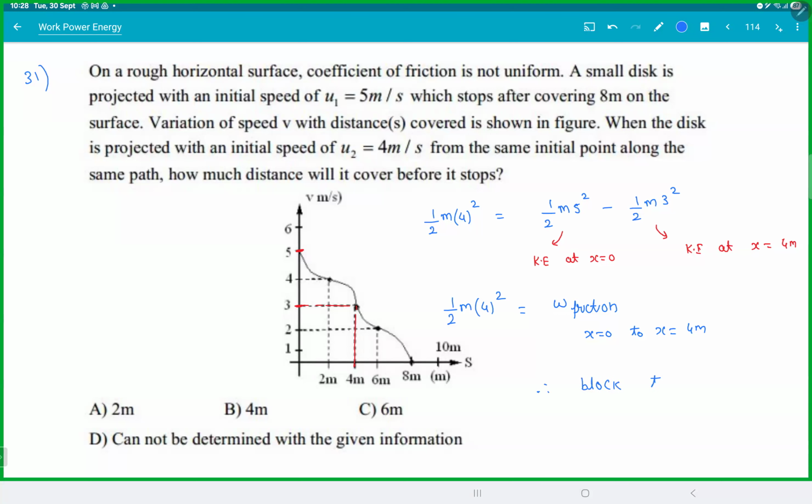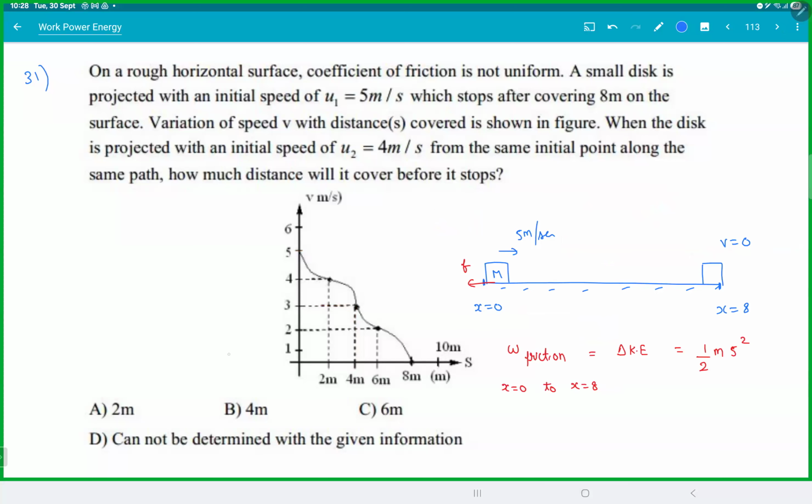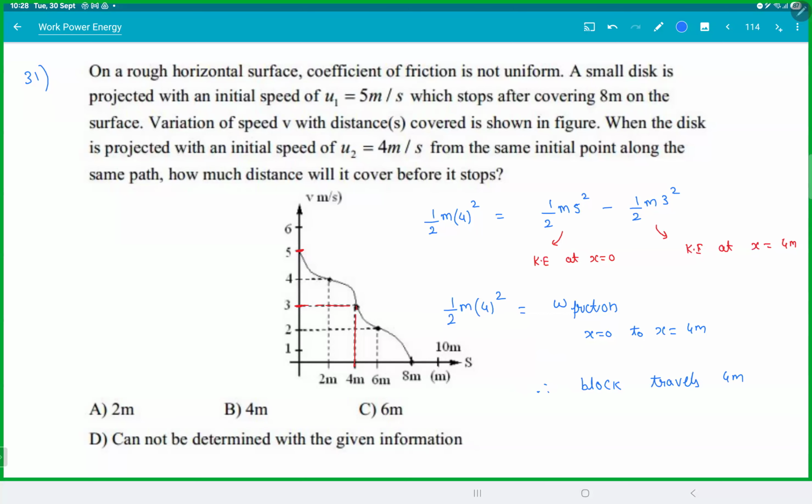Again, try to understand this. When I threw with 5 meter per second, you traveled all the 8 meters. So work done by friction from 0 to 8 is the change in kinetic energy, right? Let's flip it now. The change in kinetic energy is the work done by friction. So I can write half m v square as 5 square minus 3 square.